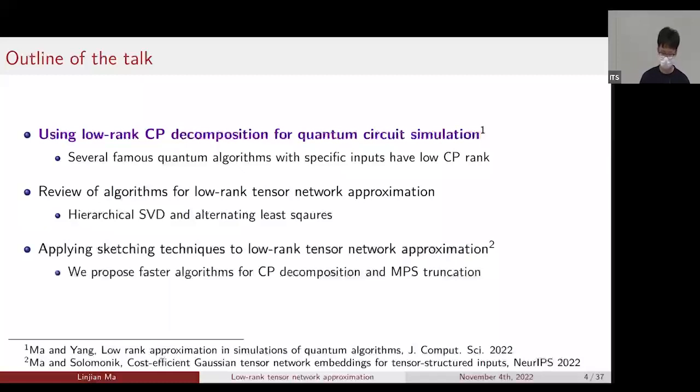Okay, so this is the outline of the talk. At first, I'll talk about using CP decomposition for quantum circuit simulation. Then I'll transition to the numerical algorithms, and a review of the standard algorithms for low-rank approximation. This includes hierarchical SVD and alternating least squares. And then I'll talk about our new results that apply randomized sketching techniques to accelerate these algorithms for CP decomposition, MPS truncation, and so on.